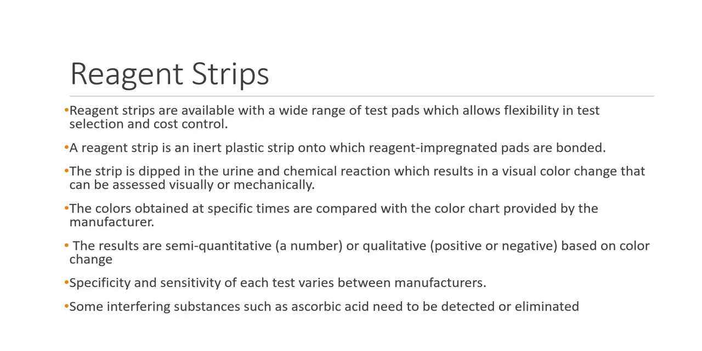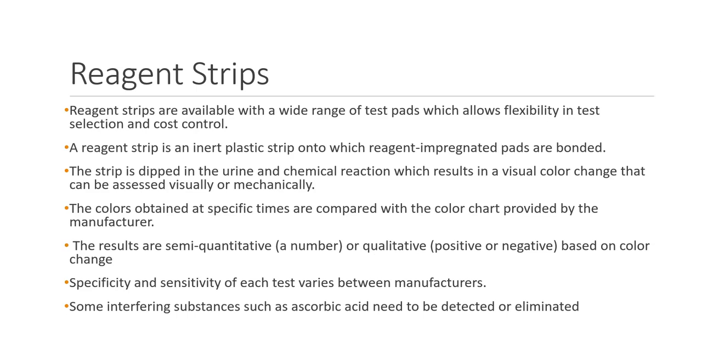A reagent strip is an inert plastic strip onto which reagent impregnated pads are bonded, and it needs to be inert so it won't react with any of the chemicals that are present on the pad. The strip is dipped in the urine very quickly, and chemical reactions, which result in a visual color change, occur that can be assessed visually or mechanically. Of course, an instrument is always the better way to go because reading these macroscopically with your own eyes really relies on having good lighting. And even then, some people will have a different interpretation of the same pad.